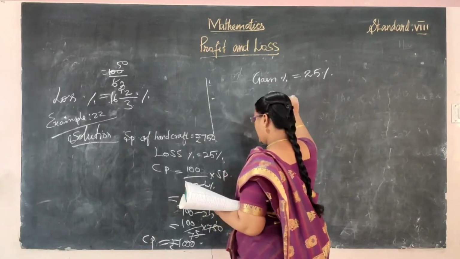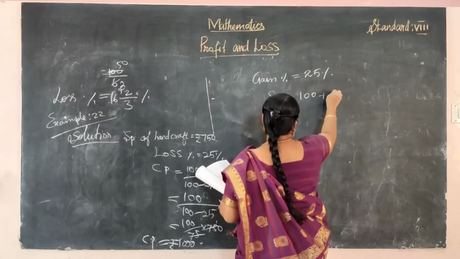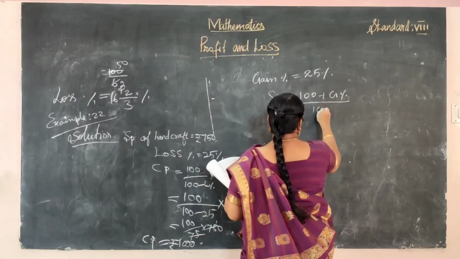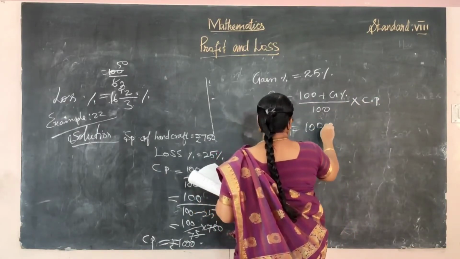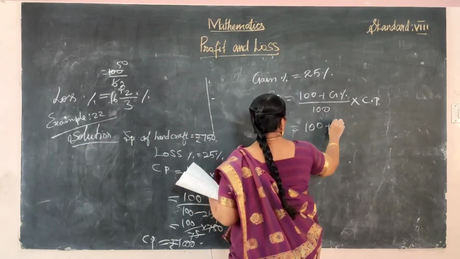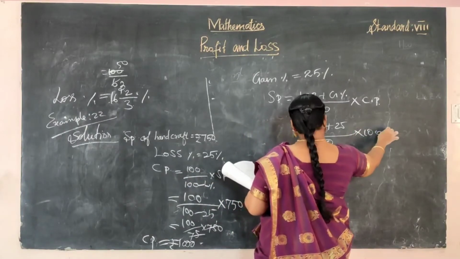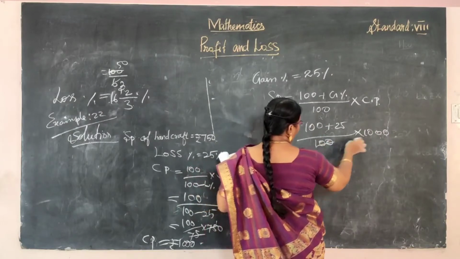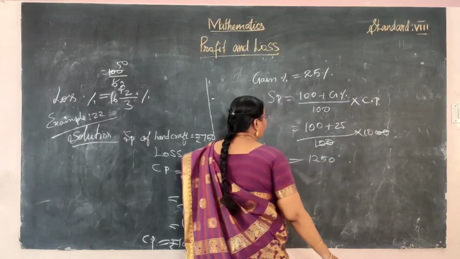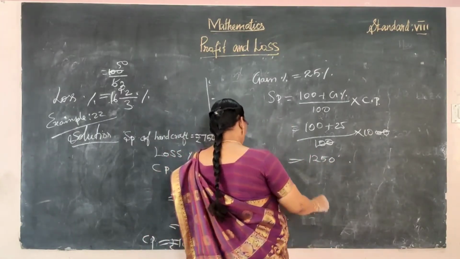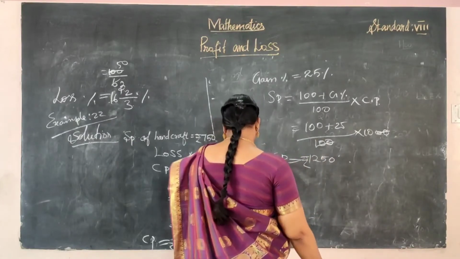SP is equal to, we have to write it directly in the gain formula. What is the gain formula? 100 plus gain percentage by 100 into CP. Okay, so 100 plus gain percentage is 25, by 100, CP is 1000. Okay, 125 added, multiply with 10, 1250. So selling price is 1250.